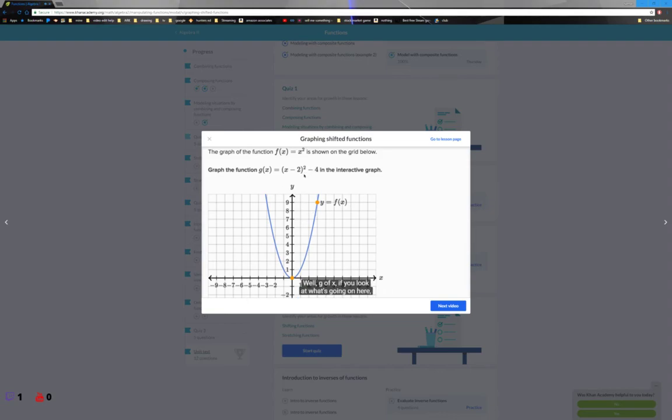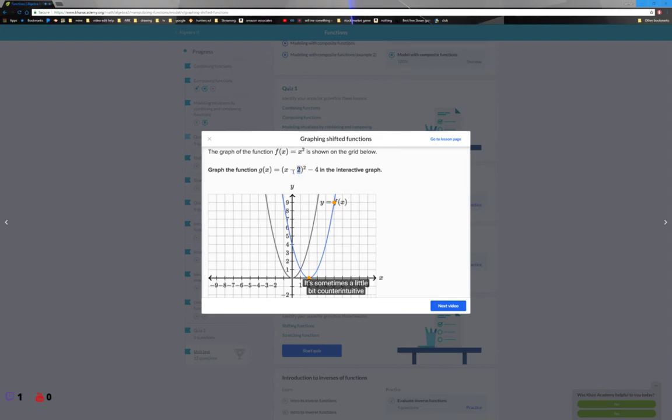Well, g of x, if you look at what's going on here, instead of having an x squared, we have an x minus 2 squared. So one way to think about it is, when x is 0, you have 0 squared is equal to 0. But how do you get 0 here? Well, x has got to be equal to 2. 2 minus 2 squared is 0 squared, if we don't look at the negative 4 just yet. And so we would want to shift this graph over 2 to the right. This is essentially how much do we shift to the right.